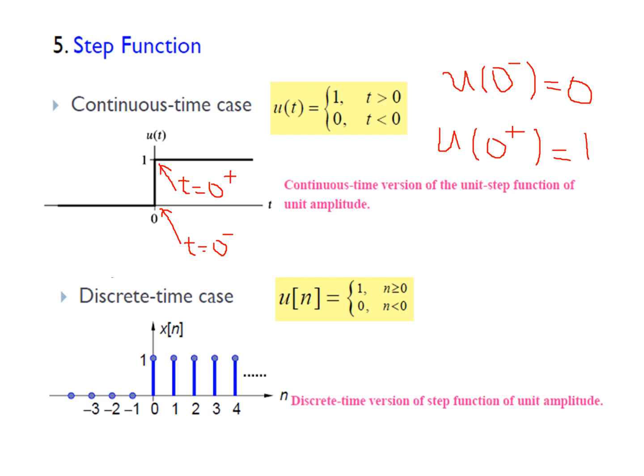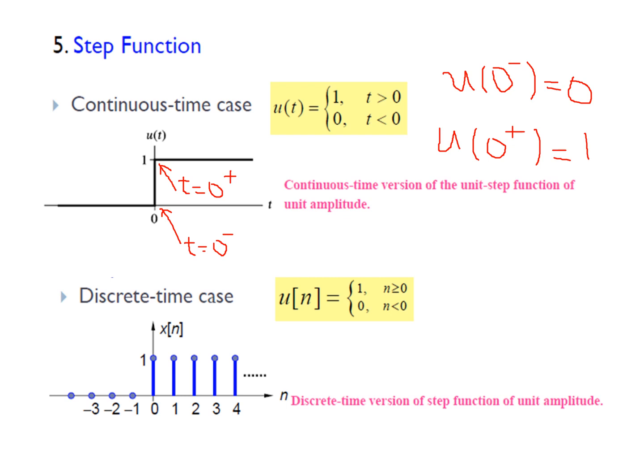Therefore, it is easy to write the equation for a discrete time unit step signal. u of n is equal to 1 for n greater than or equal to 0, u of n is equal to 0 for all values of n less than 0. This is the discrete time equation, as well as signal graph, for a unit step signal.